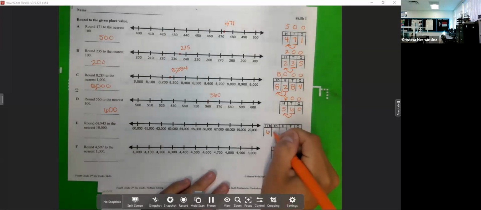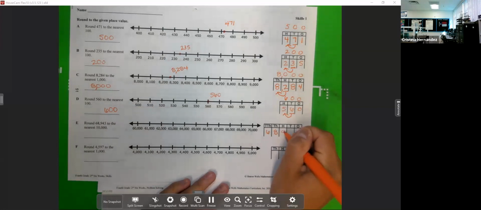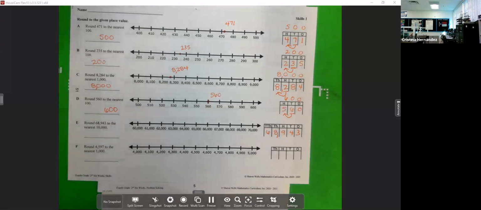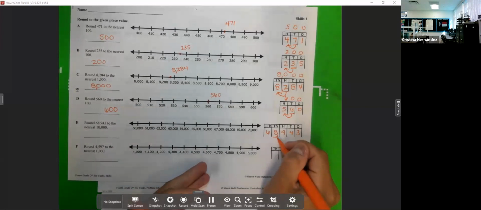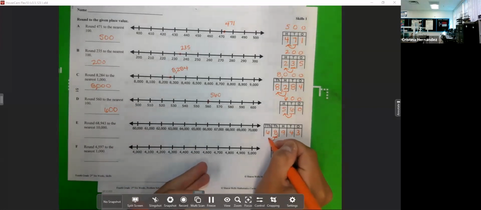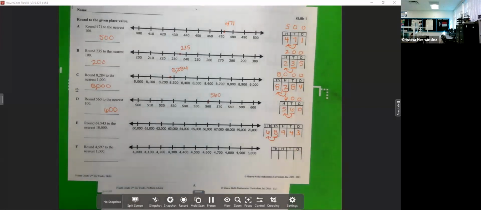So 68,943, and we're gonna round to the 10,000s place. What number's in the 10,000s place? The 6. I'm gonna underline my 8, so I know that number's gonna tell me to round up or round down.